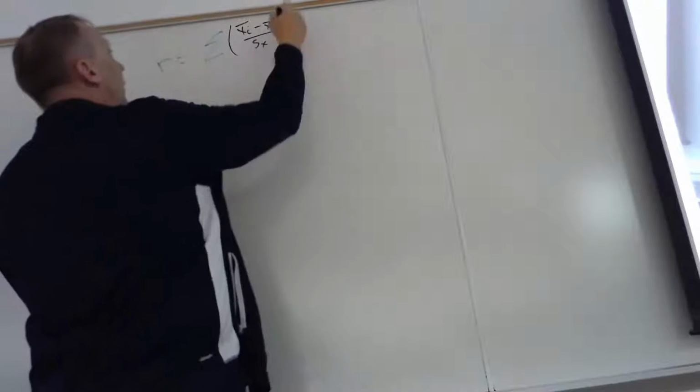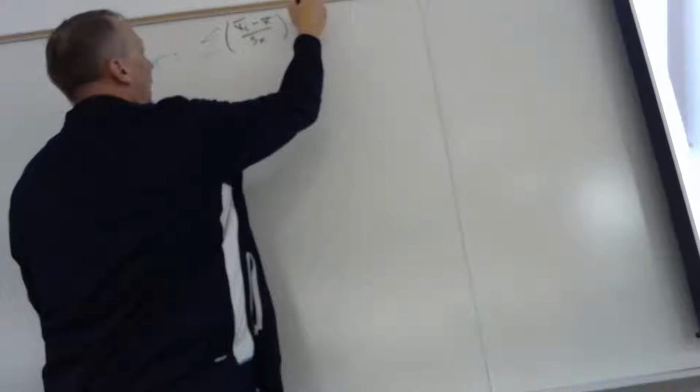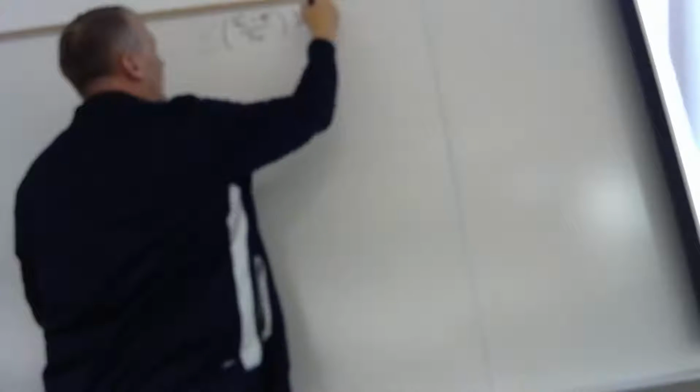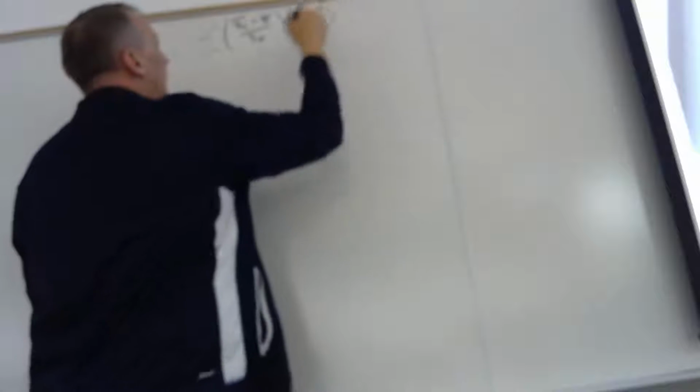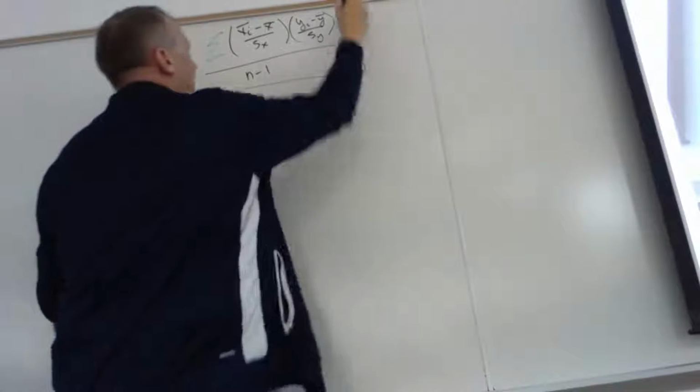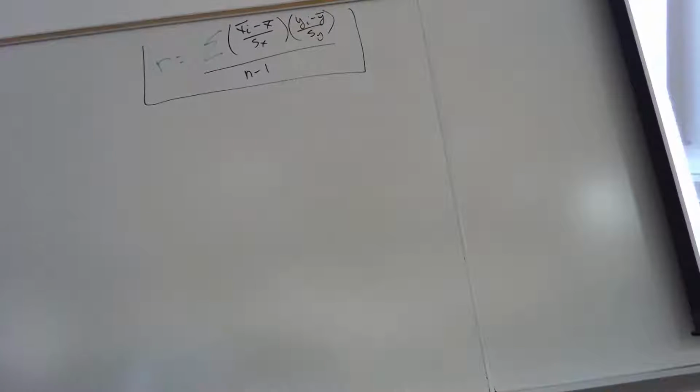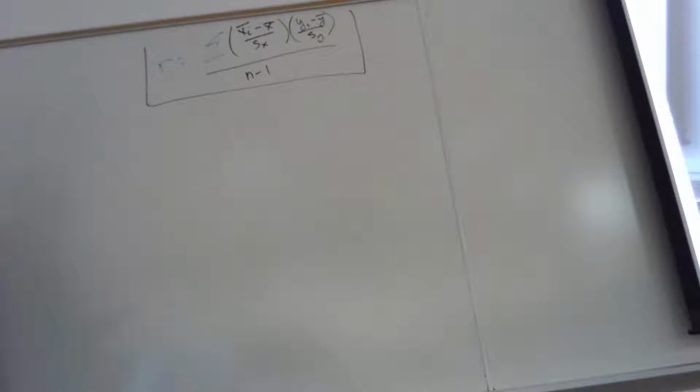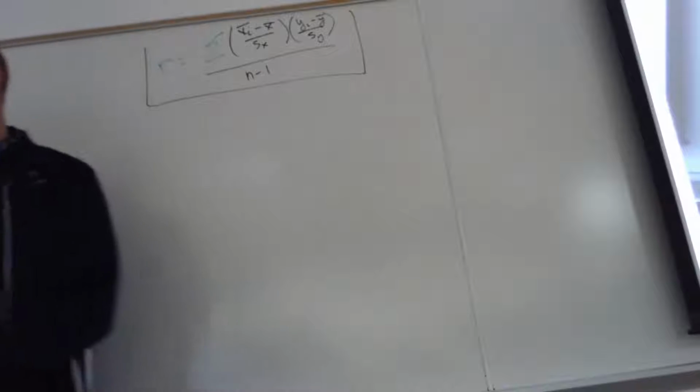That's part of it. We're also going to do yi minus y bar over s of y, all over n minus 1. That's your formula for the correlation coefficient. Yes, Allie? Is that an S or a 5? That's an S. Okay, sorry. I'm going to give you this formula on the test and on the quiz.